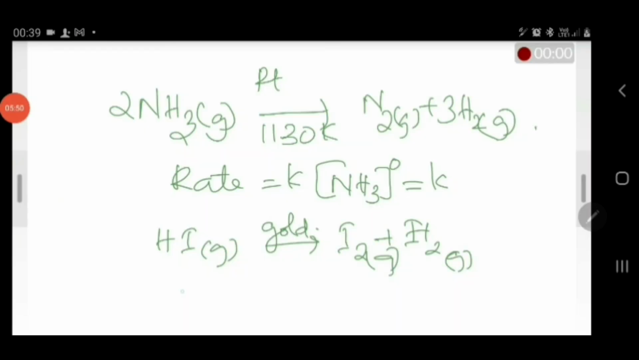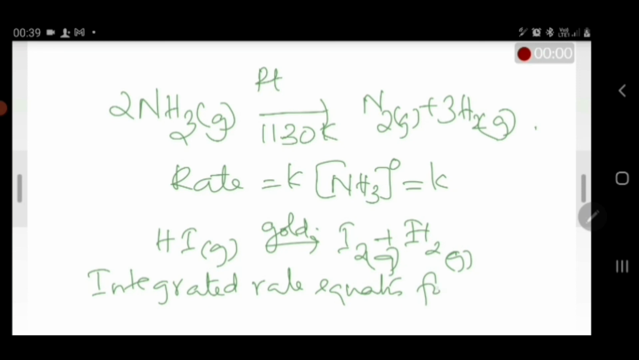I will share the notes, but whether I share the notes or not, you need to find out the integrated rate equation for second order reaction. That is a small task for you. You have to find out the second order integrated rate equation along with its derivation.